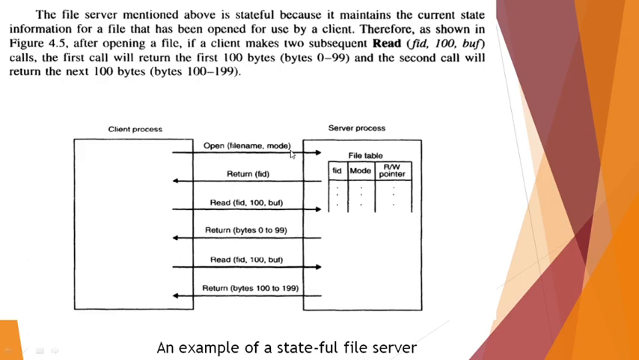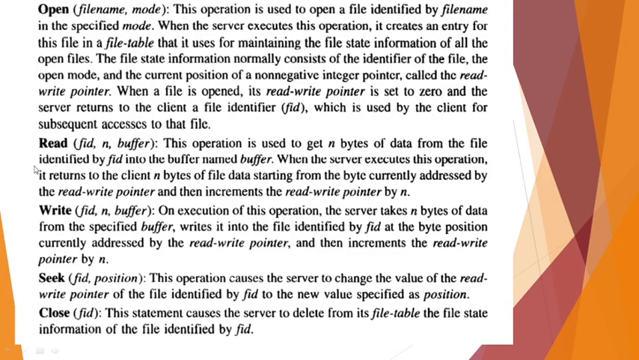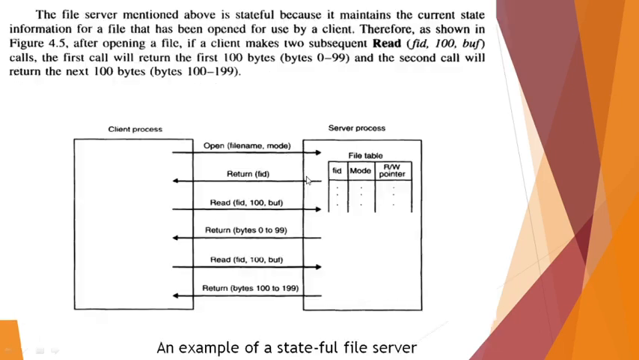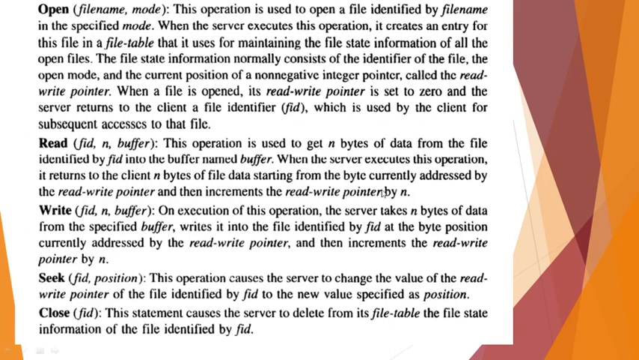Open file name comma mode, some file name dot mode, where the mode is read mode, write mode or execute mode. So the client gives the request, the server process processes that request and returns the file. After that, for reading the file: read FID 100 comma buffer. This is the read operation syntax: FID is the file ID, then the number of lines or bytes, and the buffer. So the read write pointer increments by n.